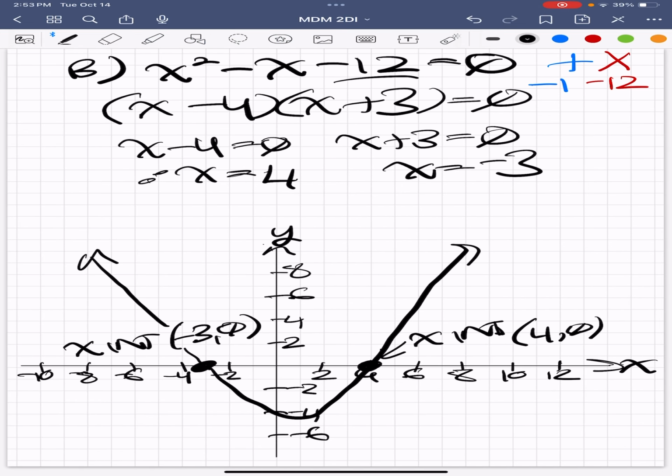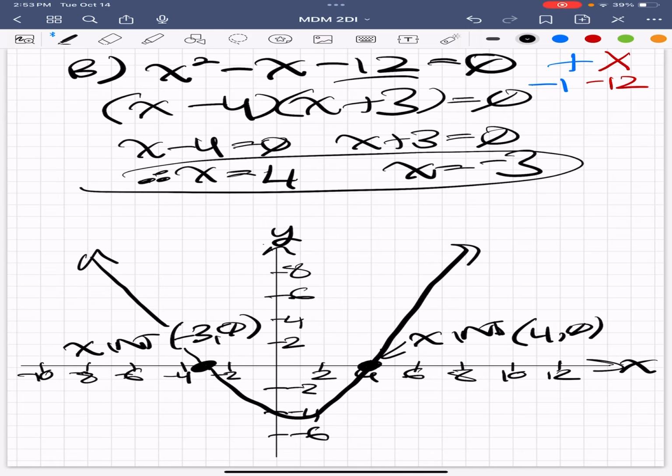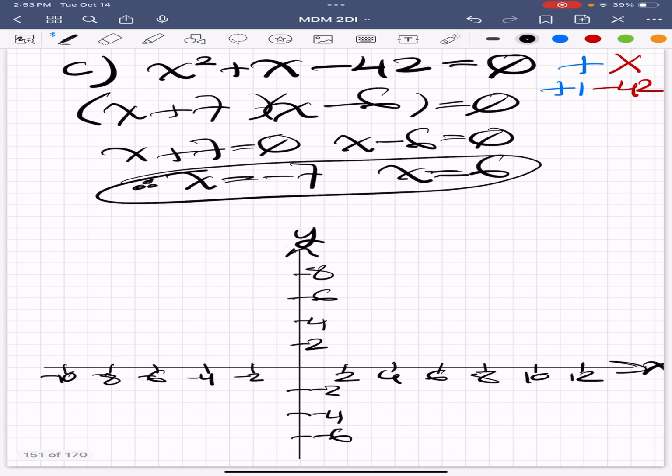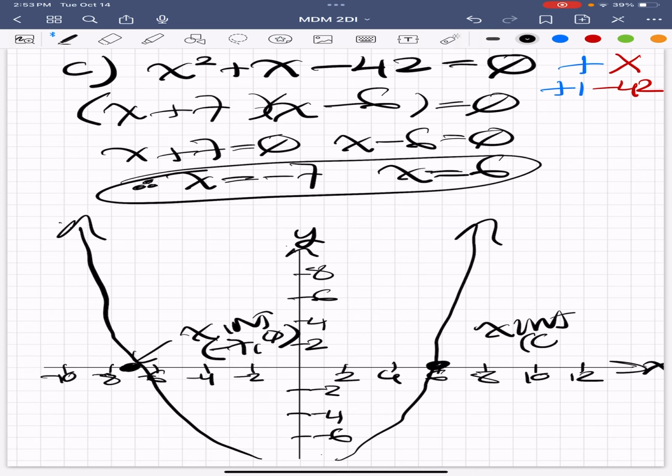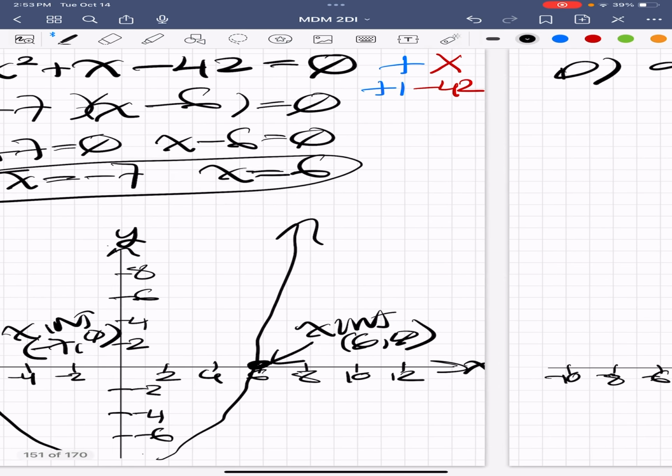There you go. So we have negative 7, and then 6. We have x-intercept here, negative 7, comma 0. And we have x-intercept here, 6, comma 0. And then that's our answer for those two.